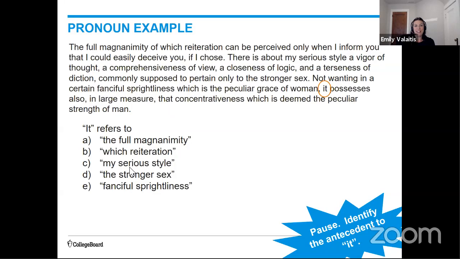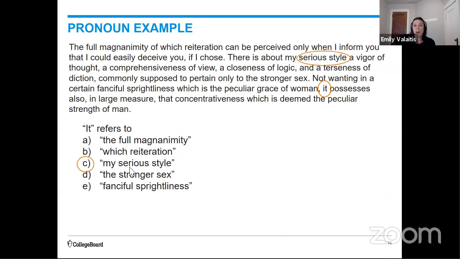All right, are you ready for the answer? Hopefully you all guessed that it was C, my serious style. That's a really convoluted sentence there. If you were to cut out all of those descriptive phrases, that second sentence basically just reads, there is about my serious style a vigor of thought, period. It possesses also in large measure that concentrativeness. Might be an easier way to go about finding that.